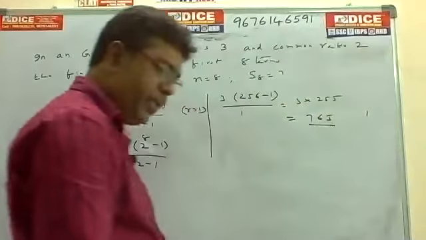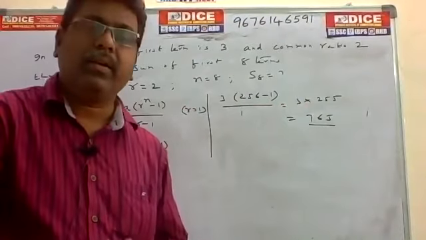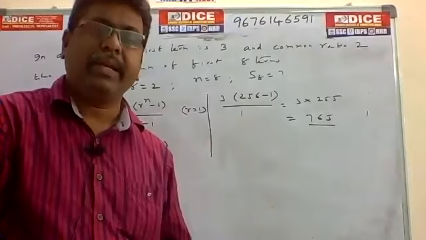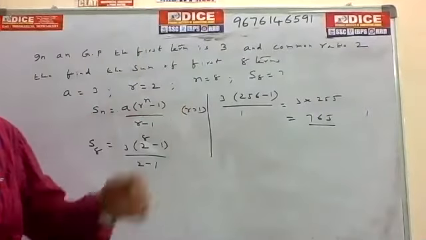765 is the answer. The answer 765 is from Nikita. 250 is the wrong answer. Niharika, Nikita, once again, 765 is the right answer. Very good answer. This is the method.